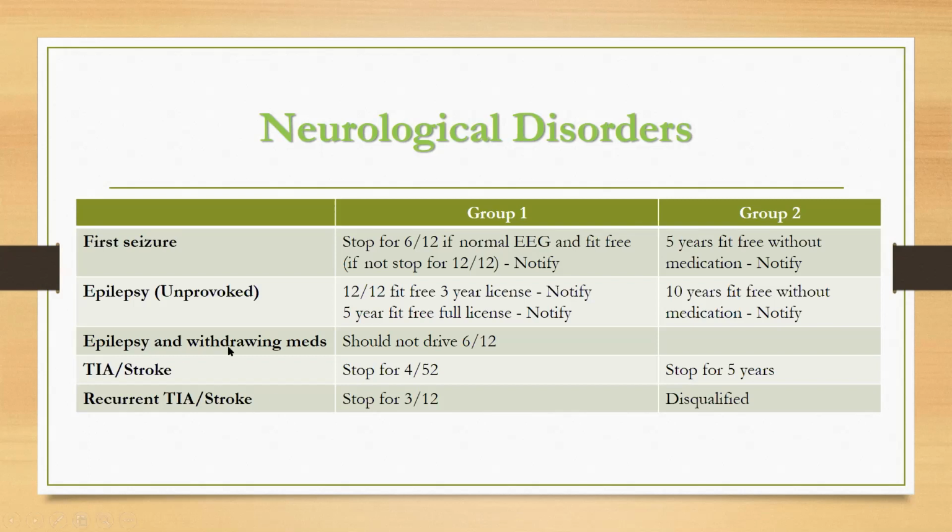For epilepsy and withdrawing medications, a group 1 patient should not drive for 6 months. If he's taking medication for epilepsy and it's being decreased after a fit-free period, he should not drive for 6 months. If the patient has a TIA or stroke, for group 1 he should stop for 1 month, and for group 2 he should stop for 5 years. If the patient has recurrent TIA or stroke, he should stop driving for 3 months for group 1, and he will be disqualified for group 2.